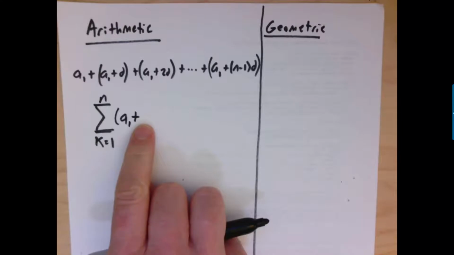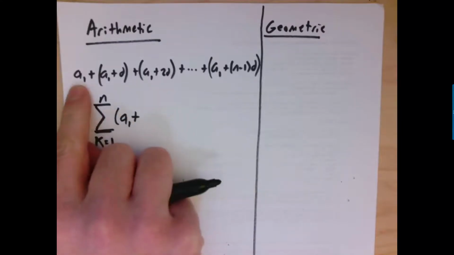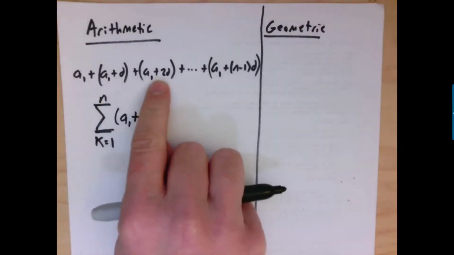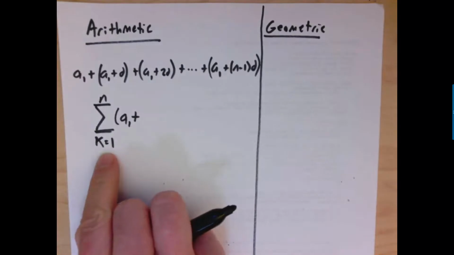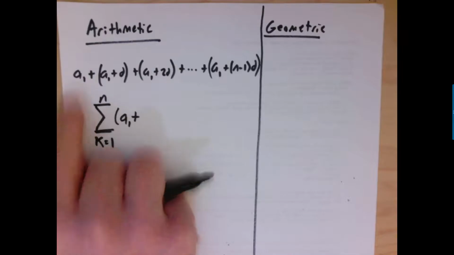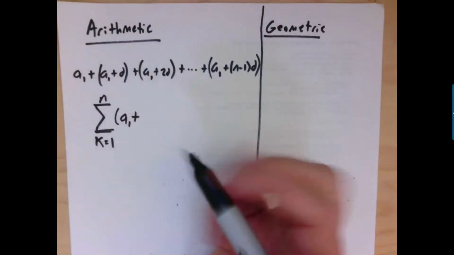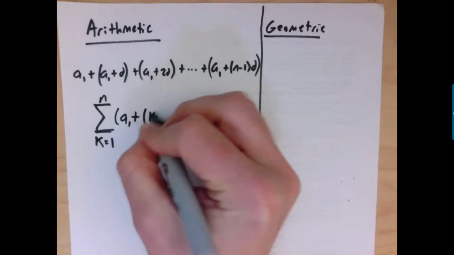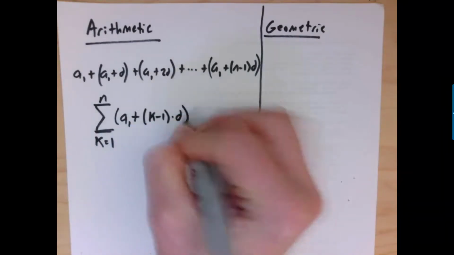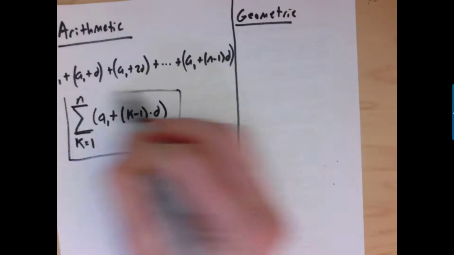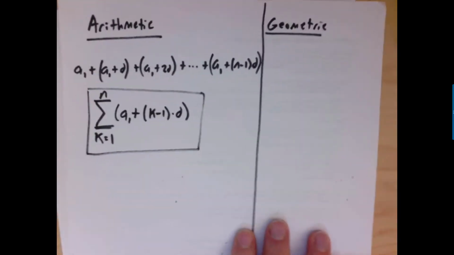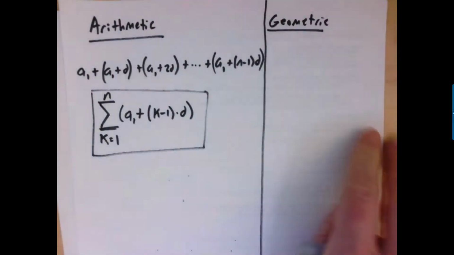How many d's? In the first term, I've got 0, and then 1, and then 2. So that's always 1 less than my k number, because k equals 1 for the first term, and I've got 0 d's. Here k equals 2, because it's the second term, and I've got 1 d. So it's always going to be k minus 1 d's. So this is a much more compact notation for this entire series.